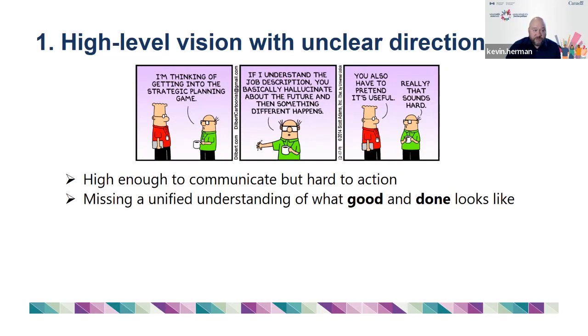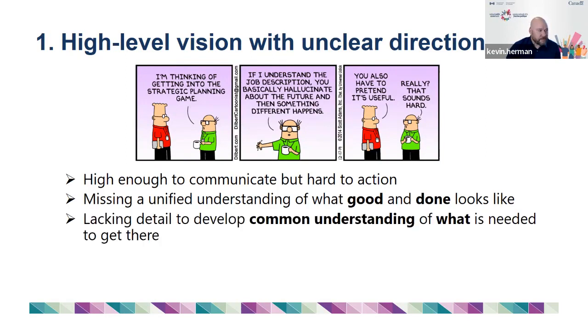We're also missing a unified understanding of what good or done is. So how do we put in the proper measures in place to make sure that we're actually advancing the strategy and that we know what we need to do in order to advance that strategy?